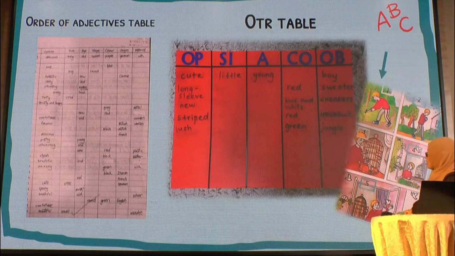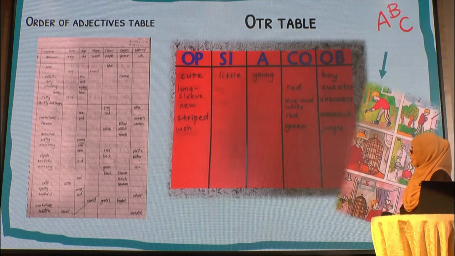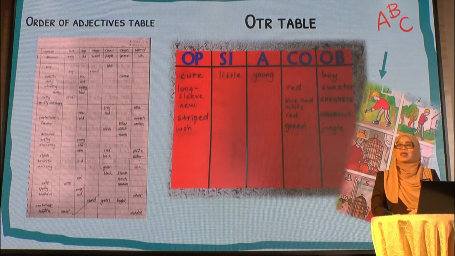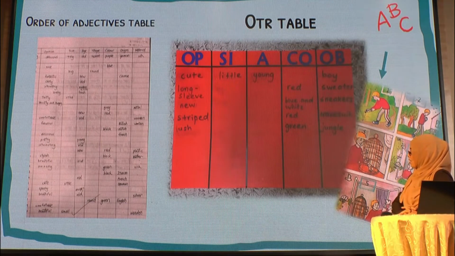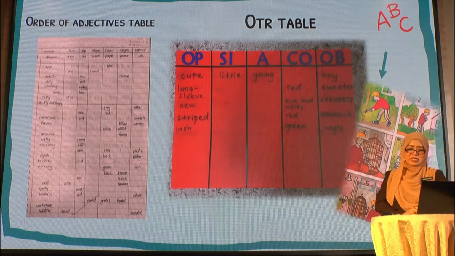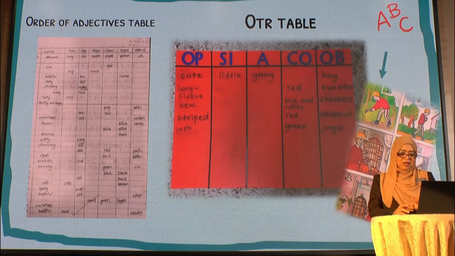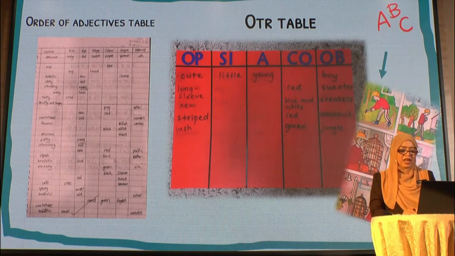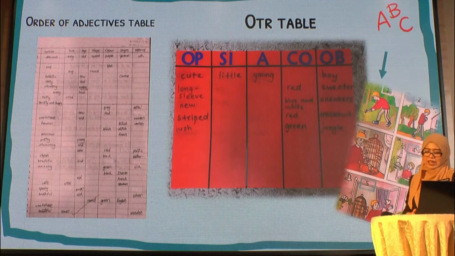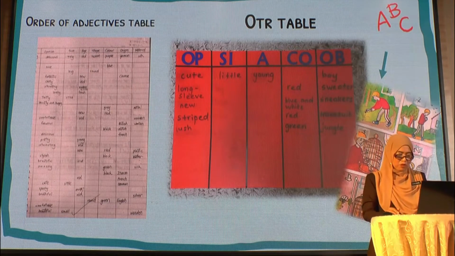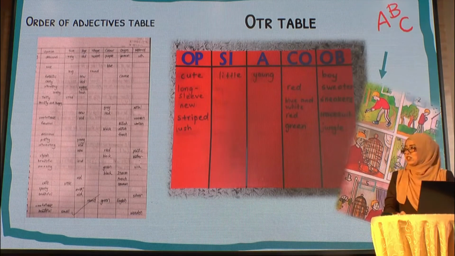These are the two tables that I have created for my students. The first table, on the left, is the order of adjective table. This is the first activity that I exposed to my students, where they draw the table in their exercise book, and they do it individually.